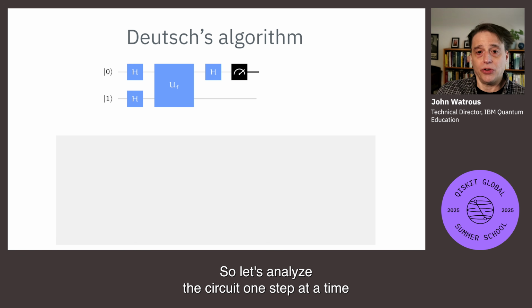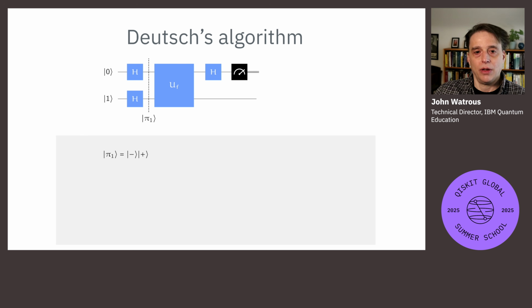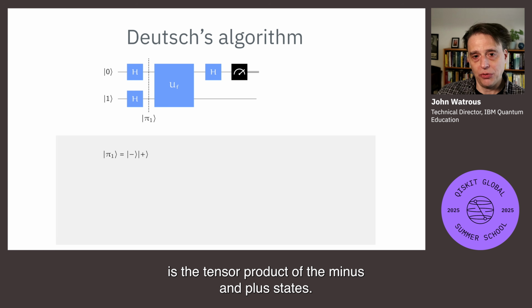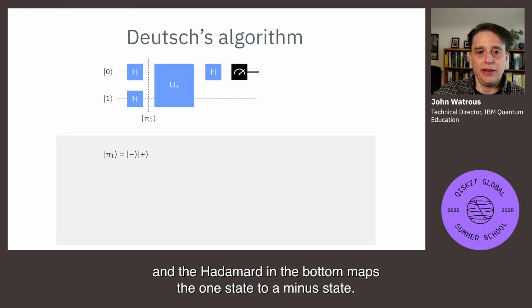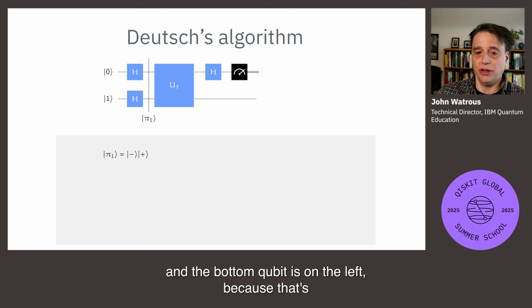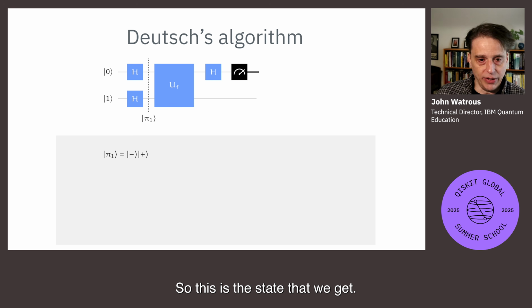So let's analyze the circuit one step at a time to see exactly how it works. The state of the 2 qubits after the first layer of Hadamard gates is the tensor product of the minus and plus states. The Hadamard on top maps the 0 state to a plus state, and the Hadamard on the bottom maps the 1 state to a minus state. Please note, by the way, that the top qubit is on the right, and the bottom qubit is on the left, because that's the convention that Qiskit uses for ordering qubits, so this is the state that we get.